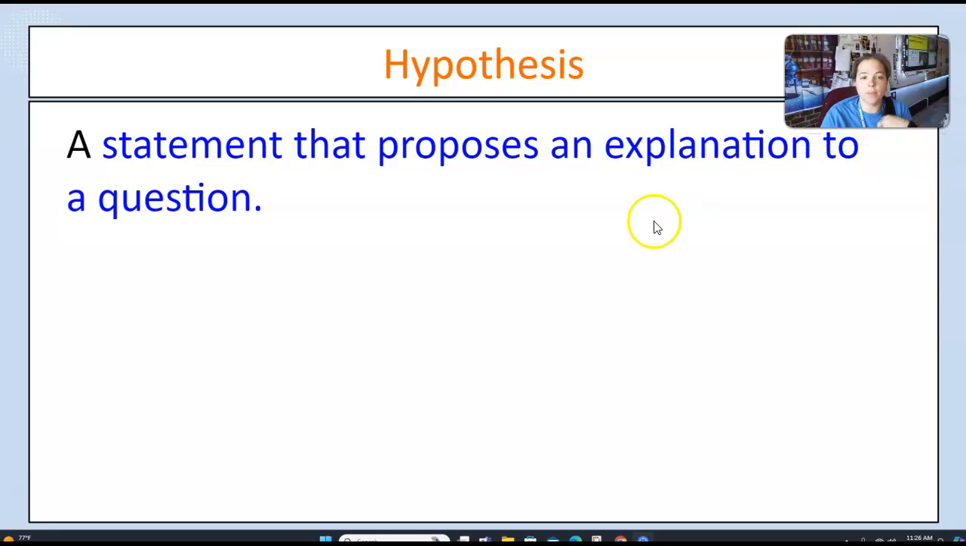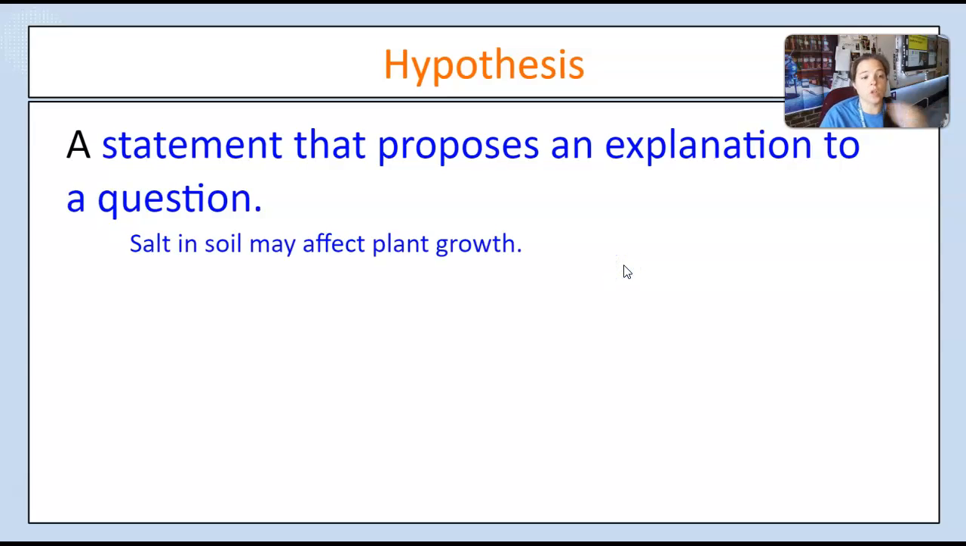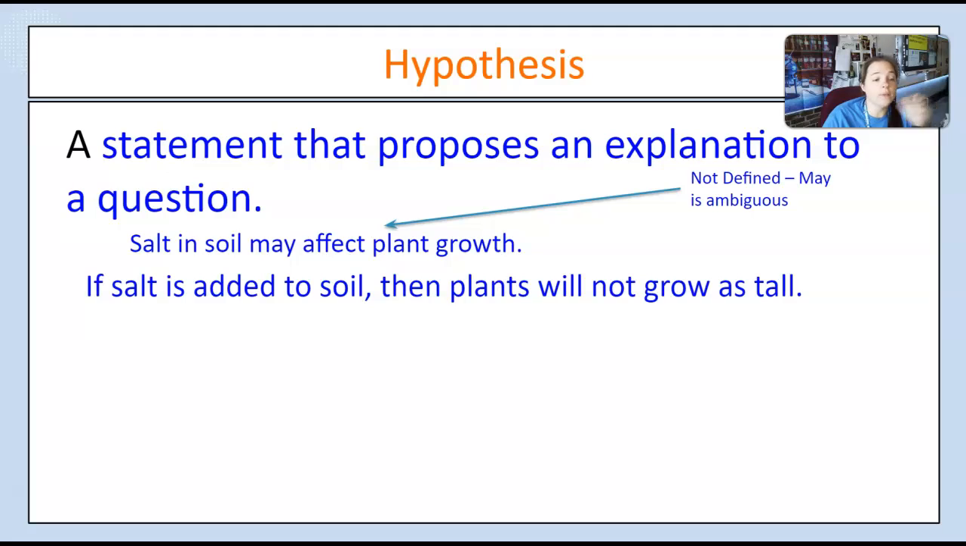Hypothesis: a statement that proposes an explanation to a question. Salt in soil may affect plant growth. I don't like that may. It's ambiguous. If salt is added to soil, then plants will not grow as tall. That, no ambiguity, and you're saying exactly what you believe will happen. And it's measurable.